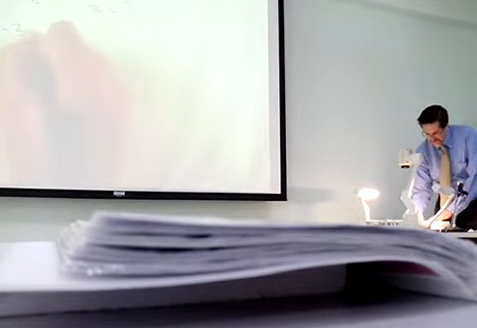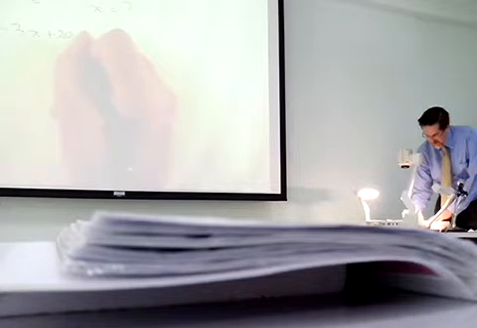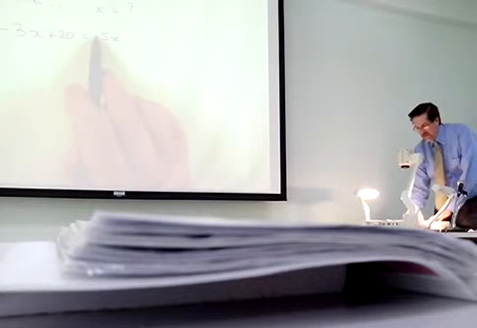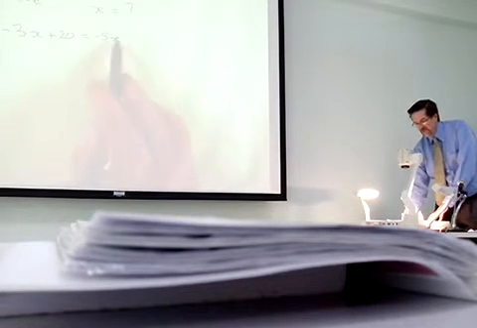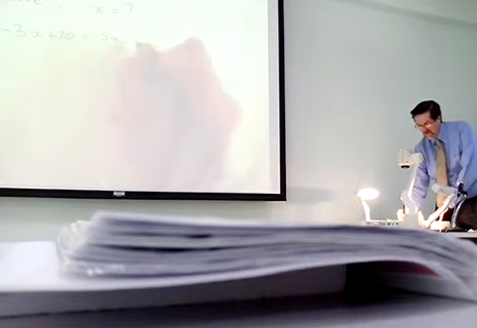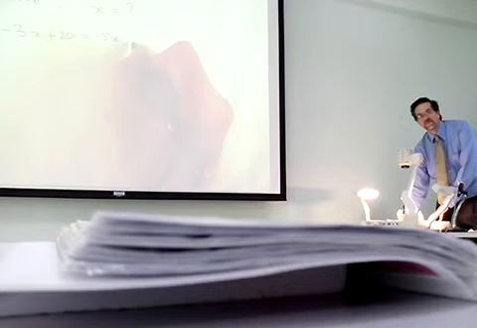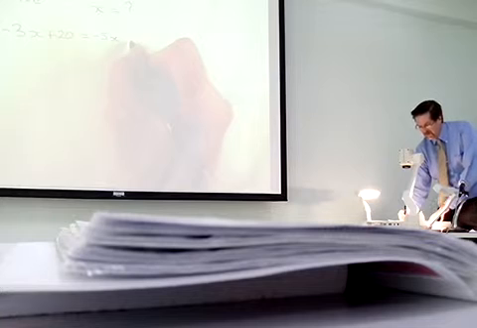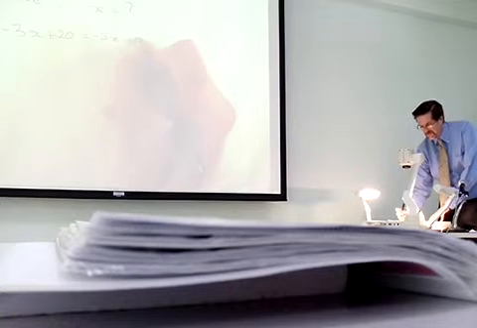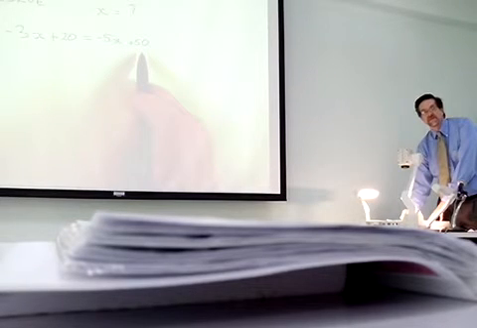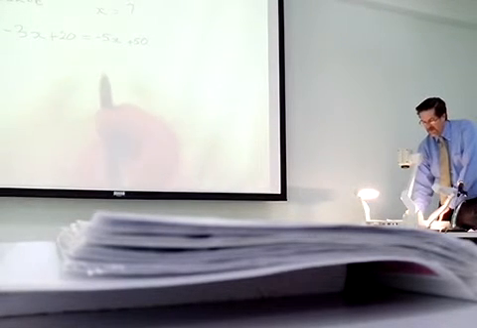So the first step: negative 5 times x is negative 5x, right? What about the next one? Negative 5 times negative 10 is 50. Plus or minus? Plus, right. So negative 5 times negative 10 is plus 50. Right? Okay.